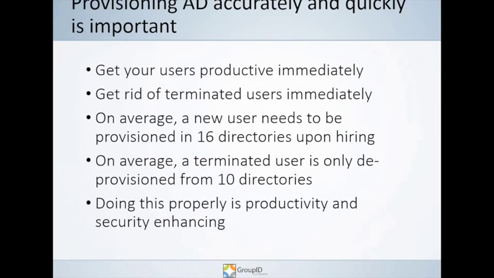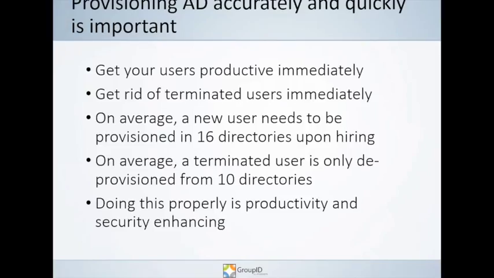All right. Provisioning with Active Directory accurately is key. It's very important. And it's important to do it quickly, so that your new users are productive right away. The last thing you want to do is to bring somebody new on board and have them wait before they can actually do things. And then on the flip side, as an employee leaves the organization, you need to remove them from the directory right away. You don't want them to have access to their email and access to VPN and other resources after they've retired or they've been walked out the door.